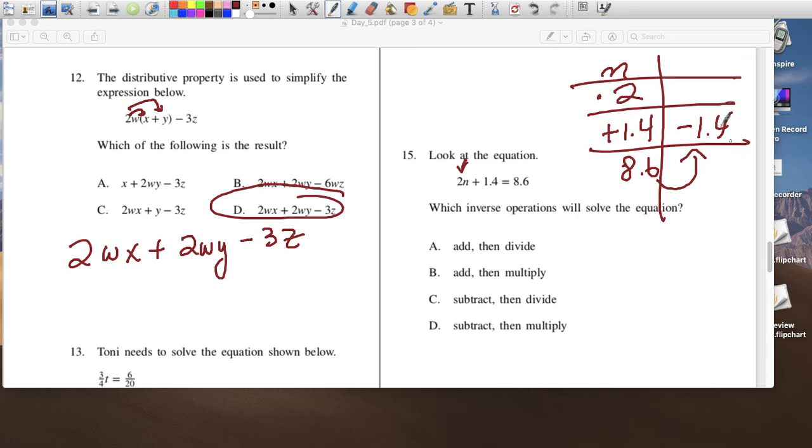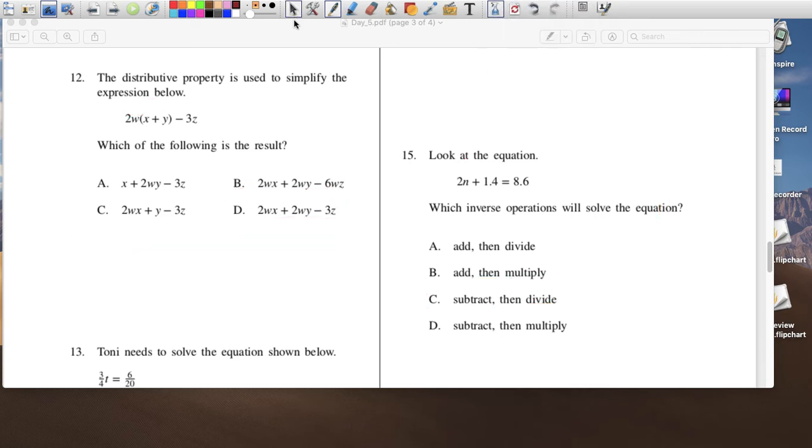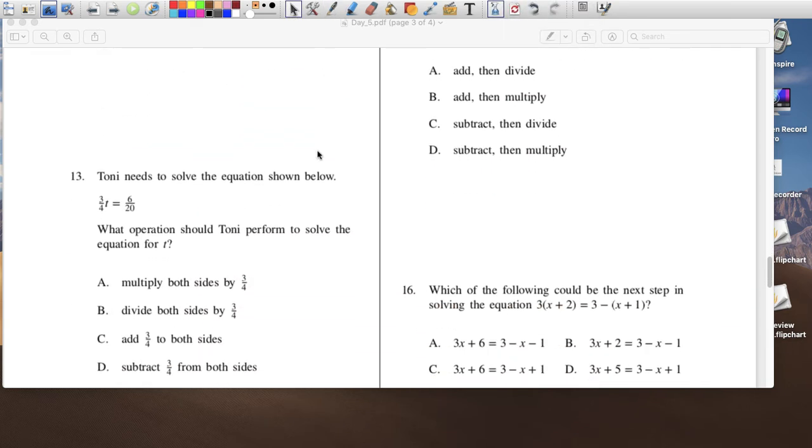I forgot the times here. And divide it by 2. So is there anything that says we should subtract? Right, because we're just going to subtract 1.4 from each side and then divide by 2 on each side. So subtract, then divide. There you go.